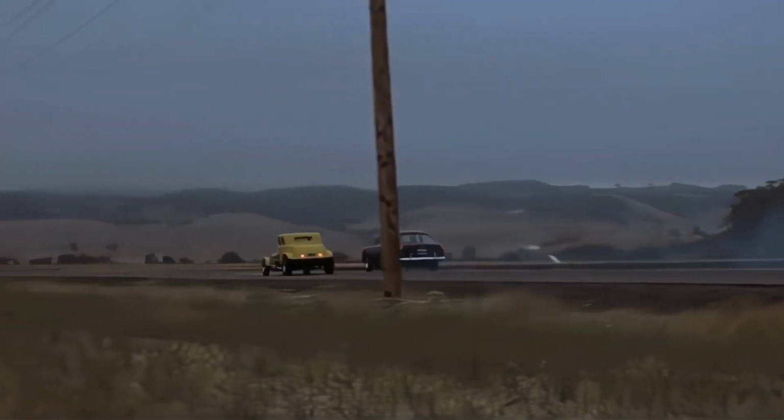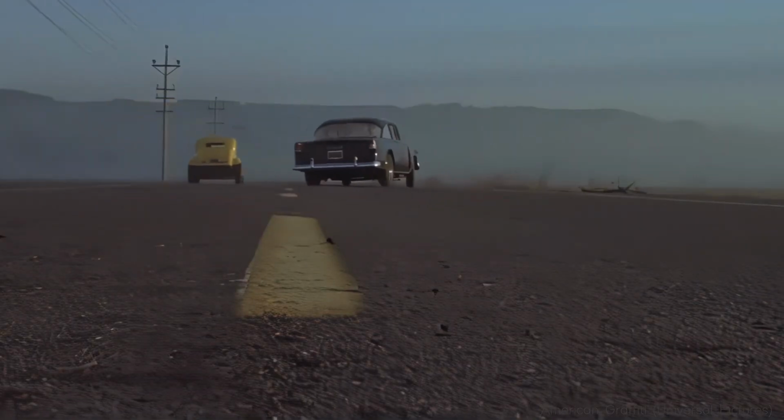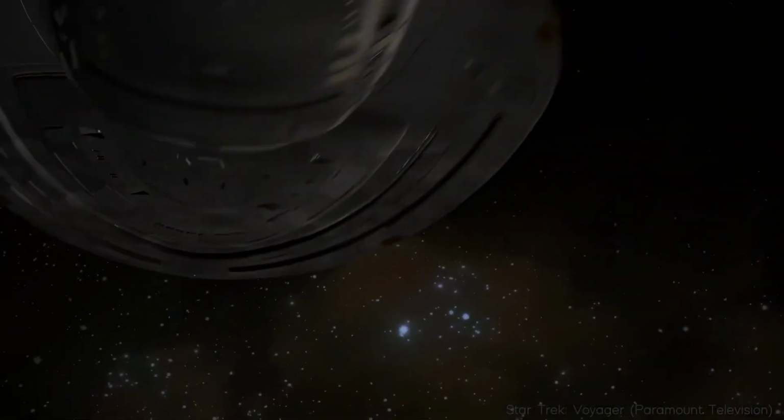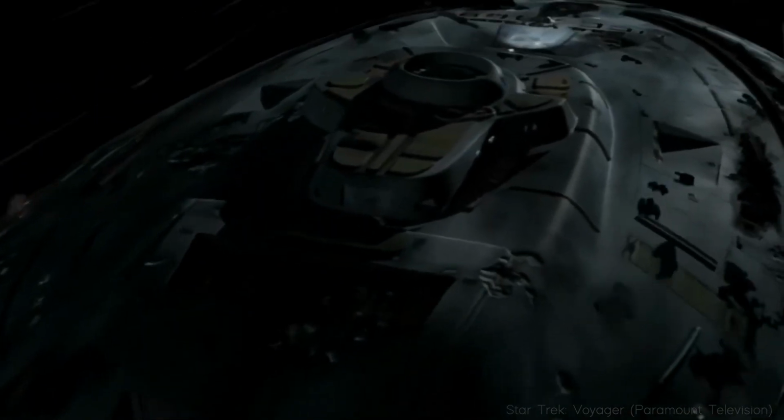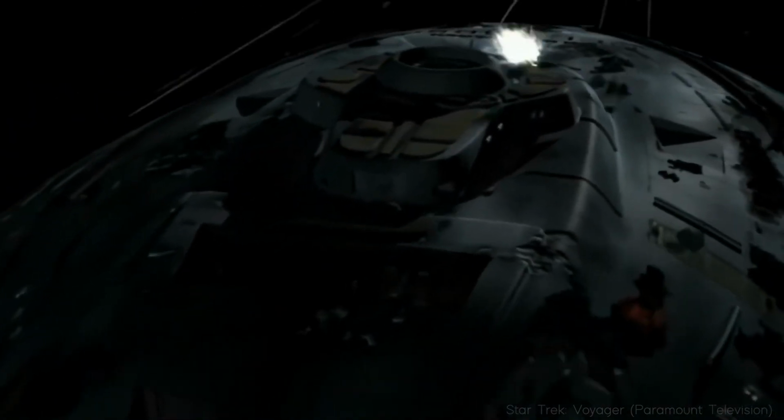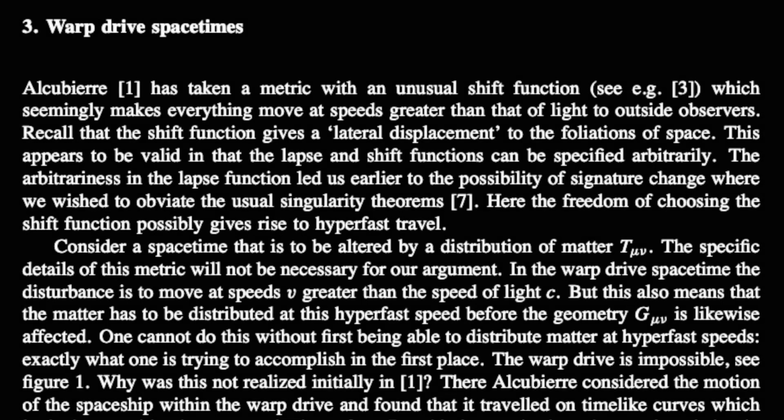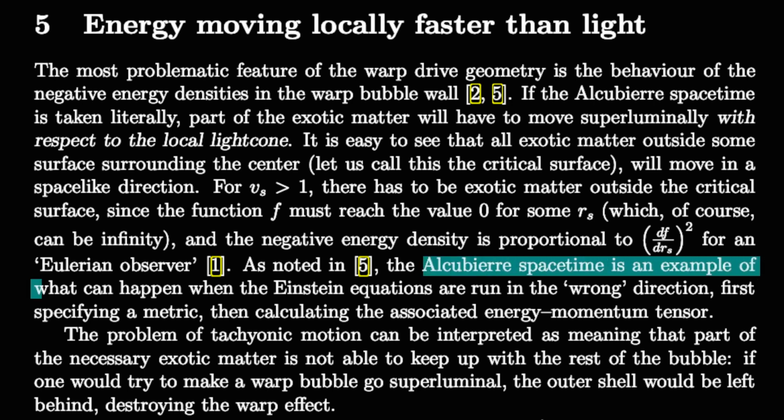The effect of this is that part of the necessary exotic matter will not be able to keep up with the rest of the bubble. If somehow we did get a bubble that was moving superluminally, the outer shell would be left behind and thus destroy the warp effect. Kuhl seems surprised that Alcubierre was unaware of this issue, and van der Broek even states that Alcubierre spacetime is an example of what can happen when the Einstein equations are run in the wrong direction.